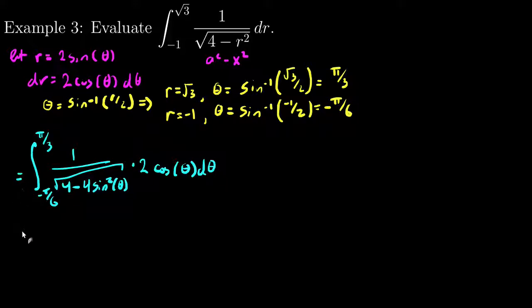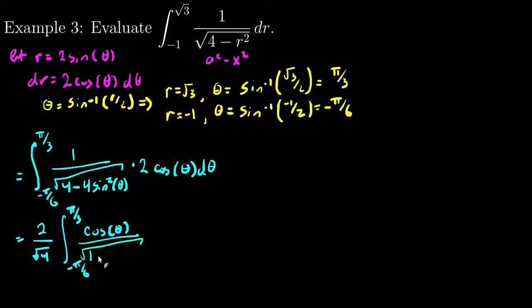And I will bring out the 2 in the numerator. I will bring out the 4, which is the square root of 4 in the denominator. And again, I would usually just bring out a 2 down there. And I'll be left with the integral from negative pi over 6 to pi over 3 of, multiplying in the numerator, cosine theta, over the square root of 1 minus sine squared theta, d theta.